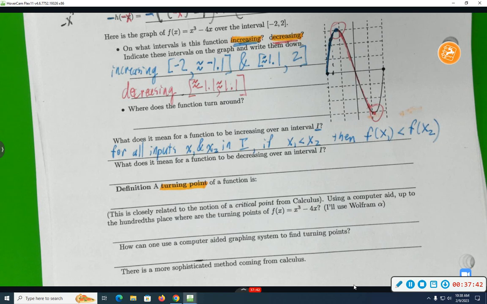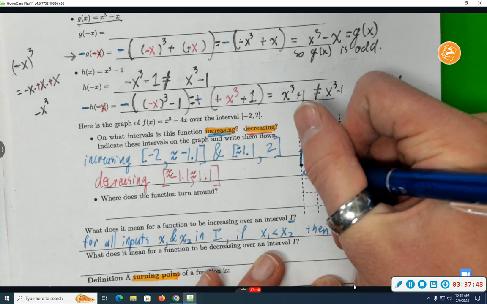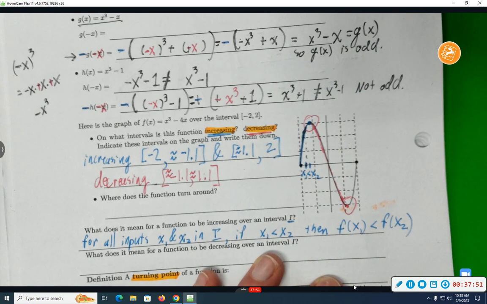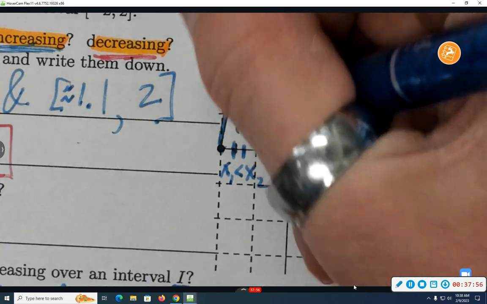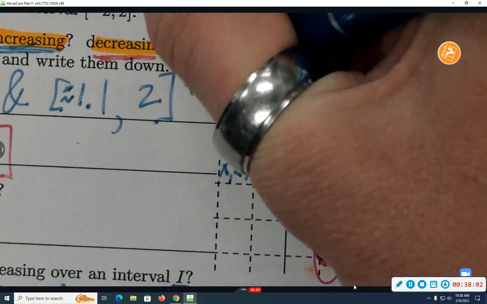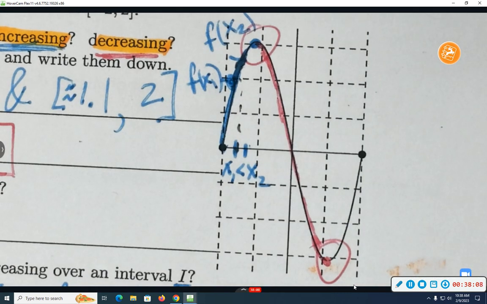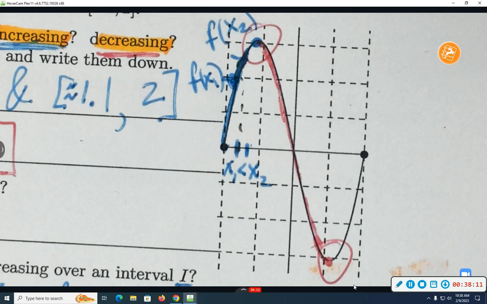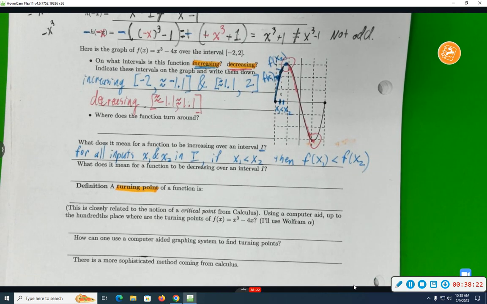And let's just see if that appears to hold water. So here are two x values, x1 less than x2, in the interval over which we say that it is increasing. There is f of x1, there is f of x2. Does it appear as though f of x1 is less than f of x2? That's what increasing means. When you increase the inputs, you increase the outputs. How would that change if I wanted to talk about decreasing?